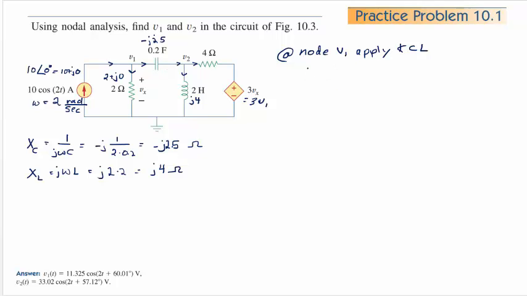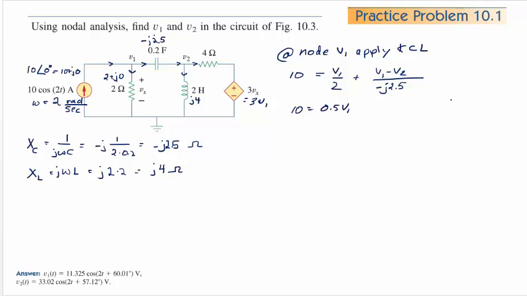So at node V1, current in is 10 plus j0 equals currents going out. Current going out is going to be V1 over 2 ohms, that's this current, plus V1 minus V2 over minus j2.5, because that's the ohms right here, right? So it's Kirchhoff's current law applied to node V1 because we're doing nodal analysis. And so I rearrange the terms a little bit here.